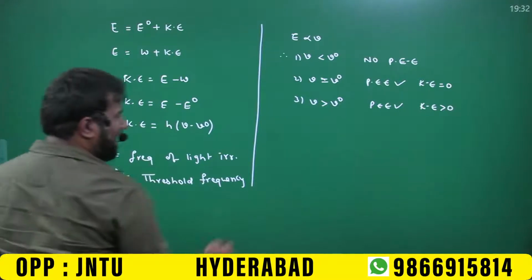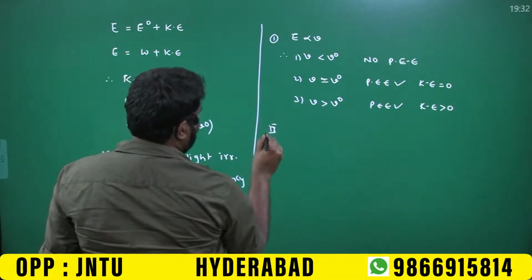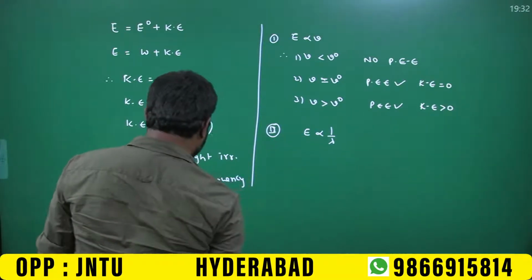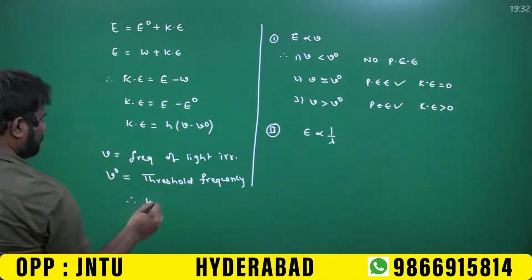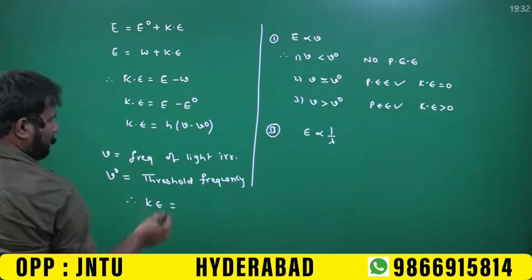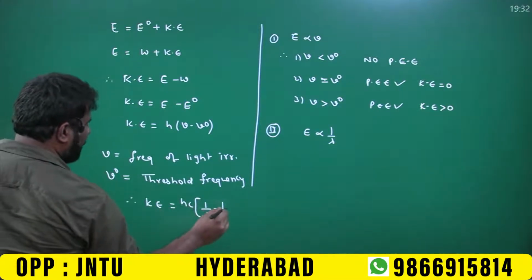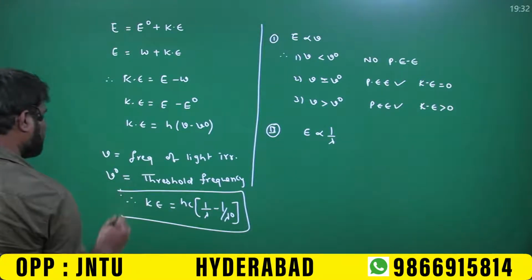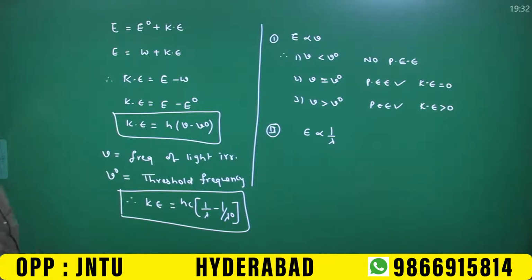And coming to the second condition, this was case 1, case 2 we are going to denote. Energy is inversely proportional to wavelength. Kinetic energy equals hc into 1 by lambda minus 1 by lambda naught, because nu equals c by lambda.